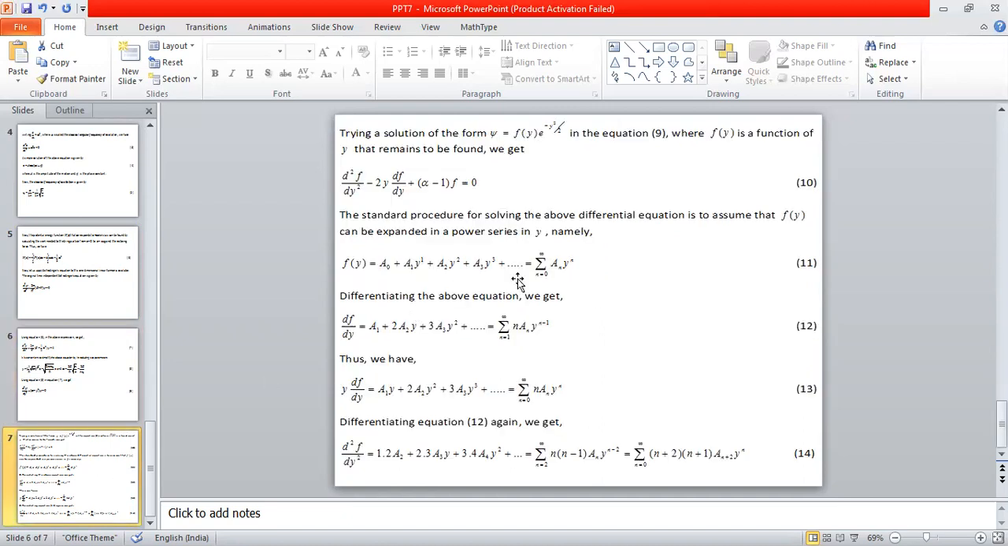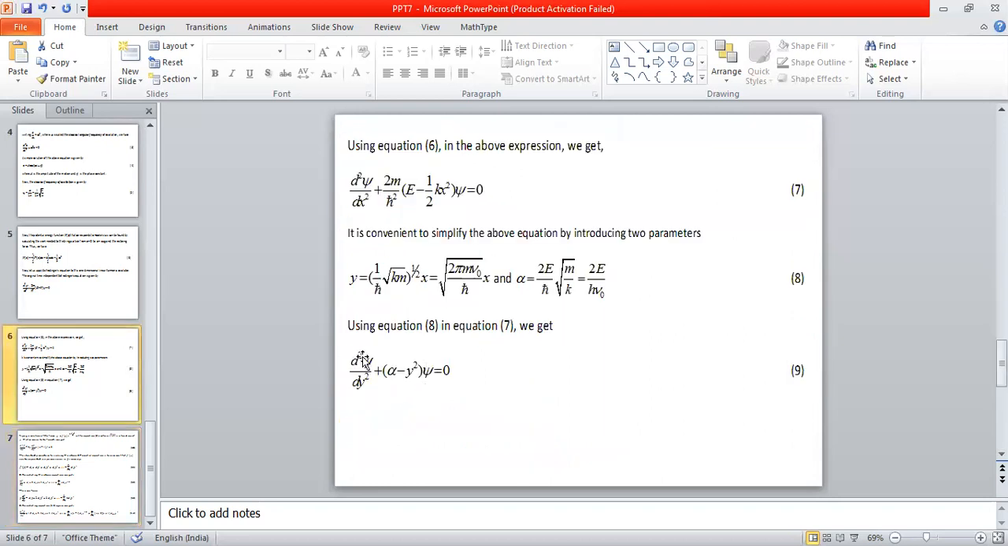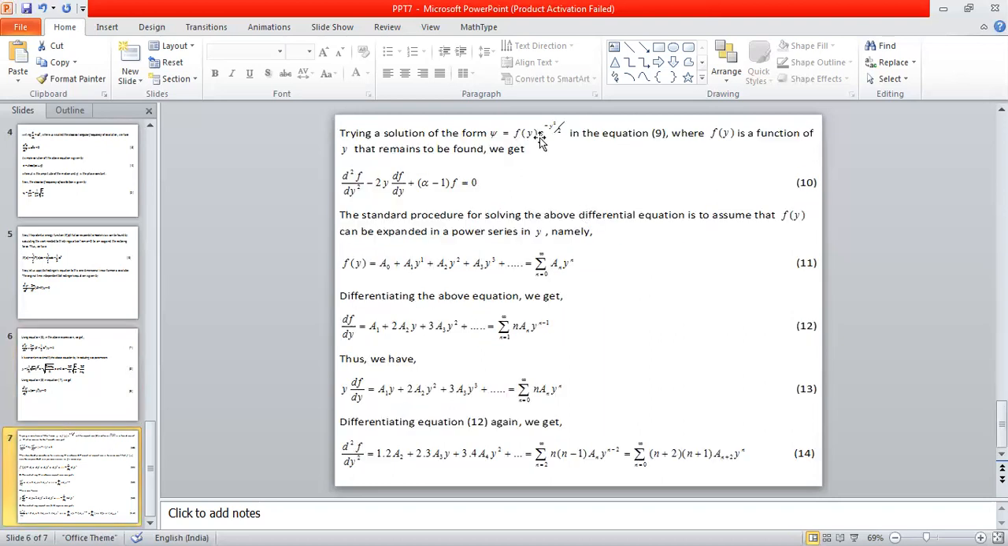And after doing certain simple mathematics, it is possible to eliminate exponential minus y square by 2. So we can show that equation 9 reduces to another standard form: d square f divided by dy square minus 2y df divided by dy plus (alpha minus 1) times f is equal to 0. What we did is, we started with equation 9 and assumed a standard solution of this form, f of y into exponential minus y square by 2, where f of y is an unknown function of y which we need to find out.